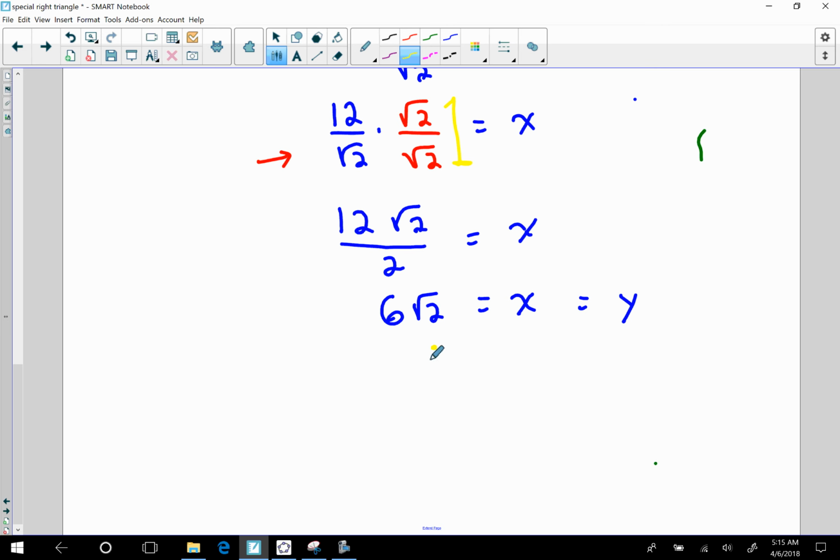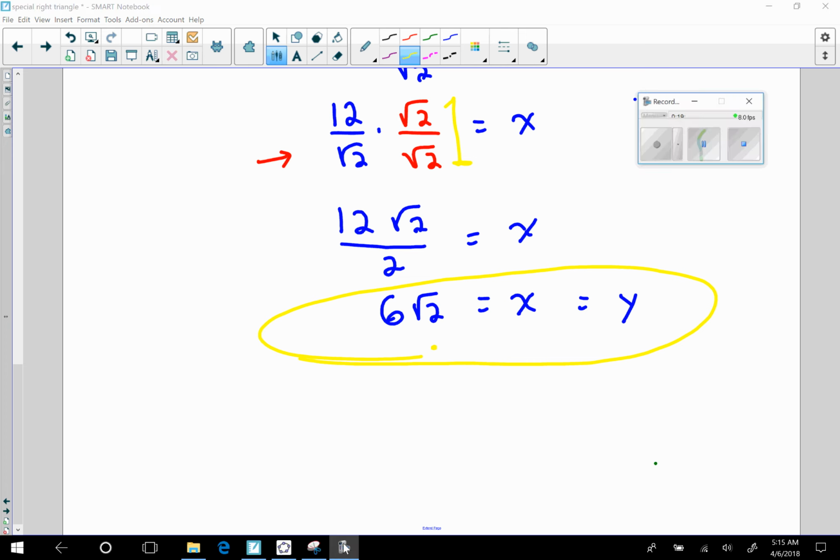And x is equal to y because it was isosceles. So there are two examples of the 30, 60, 90 and 45, 45, 90. Two very, very special right triangles.